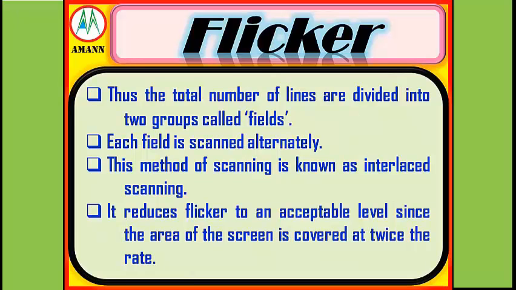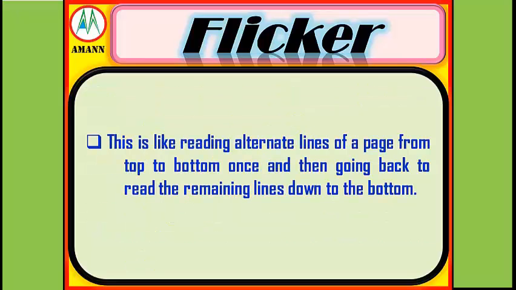Thus, the total number of lines are divided into two groups called fields. Each field is scanned alternately. This method of scanning is known as interlace scanning. It reduces flicker to an acceptable level since the area of the screen is covered at twice the rate. This is like reading alternate lines of a page from top to bottom once and then going back to read the remaining lines down to the bottom.